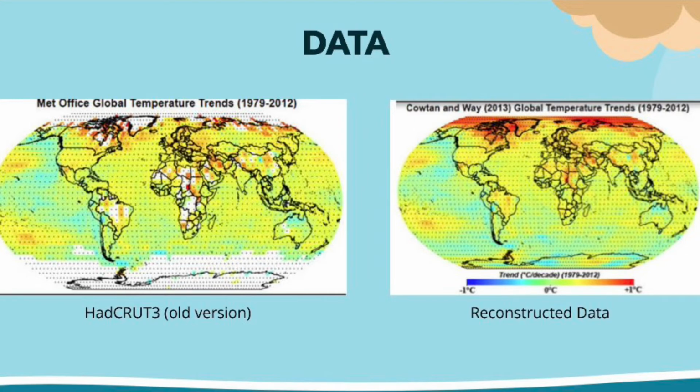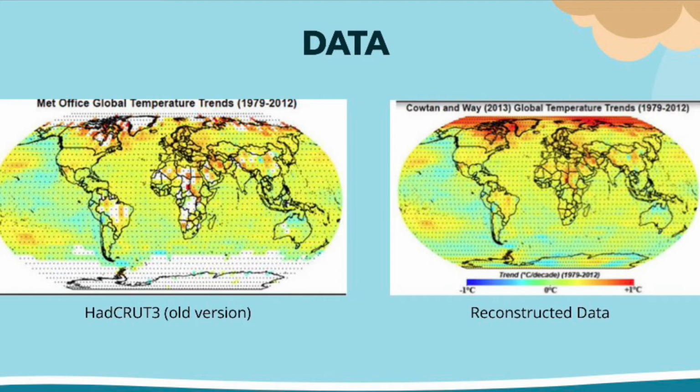And so if you think about it, if you don't include the polar regions, your global average temperature is going to be a lot warmer than it would be if you had included those polar regions. So the data is going to be skewed. If you look on the right, we have the reconstructed data from the Cotten and Way group. And they redid this data and they included all areas, so we don't have as many data gaps. And so that leads to a more accurate average global temperature.